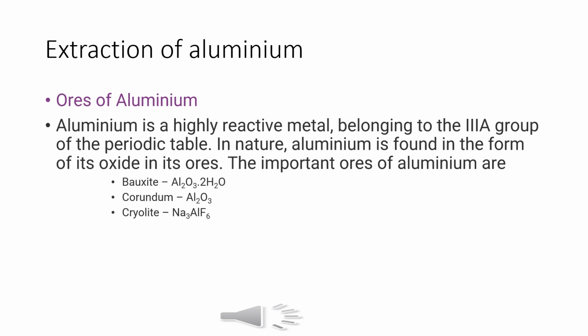These oxides of aluminium are very, very important. The three of them are useful in the extraction of aluminium. When bauxite is purified, you obtain corundum. Cryolite is used as an additive material in the extraction of aluminium, in such a way that cryolite is used to perform three major functions.